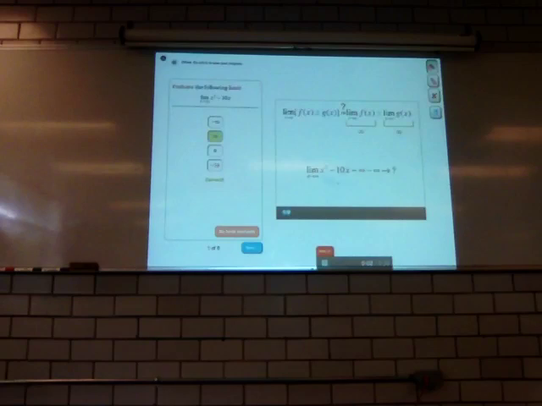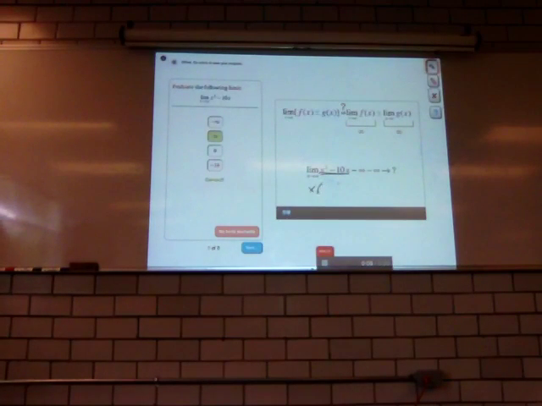One thing we can do to help ourselves out is to rewrite this expression here as x times x minus 10. We just factored out an x. Now what happens when we take the limit as x goes to infinity? Well, let's try plugging in a really big number for x. If we plug in 10,000 for x, this becomes 10,000 times x minus 10, which is 9,990.